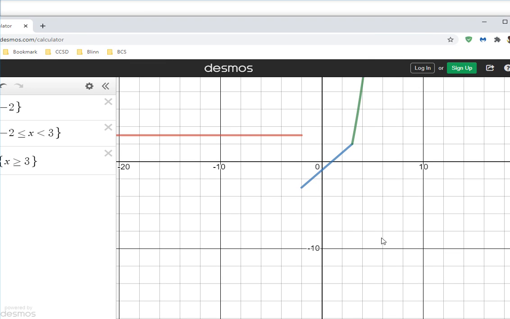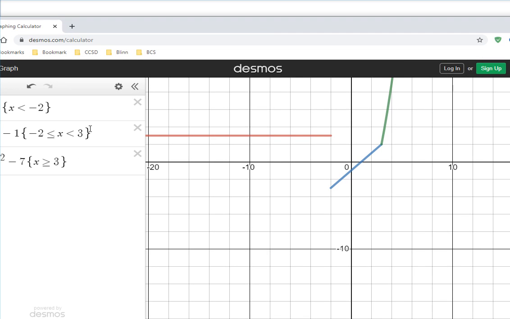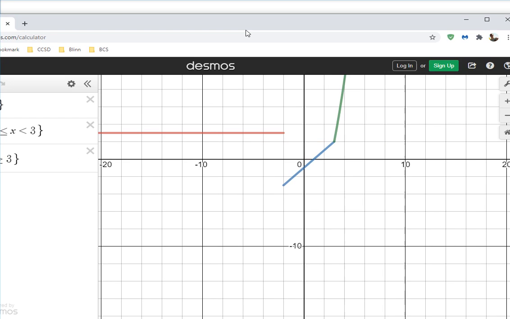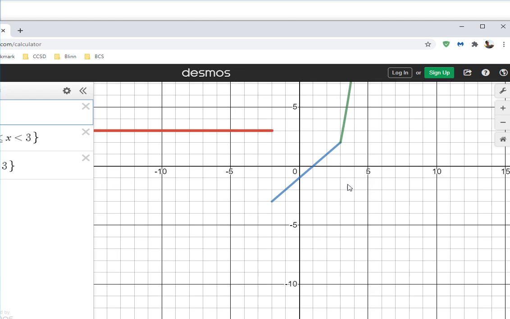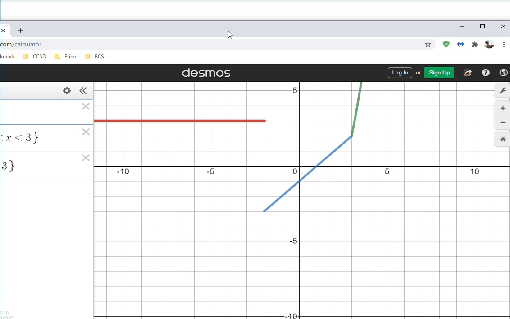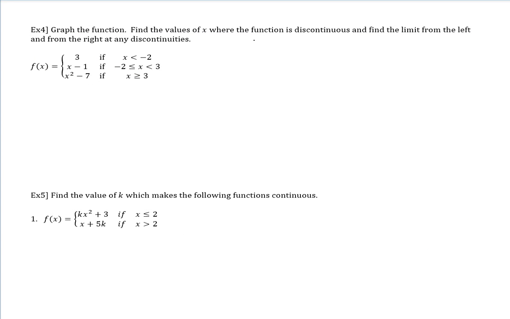Okay, so we have all 3 pieces, and they're colored based on the colors there, and you could change those too with the wheel. Anyway, there it all is. While looking at it, if I'm drawing this left to right, clearly it's discontinuous at x equals -2. At -2, there's that gap there. So using this picture, we know it's discontinuous at -2.